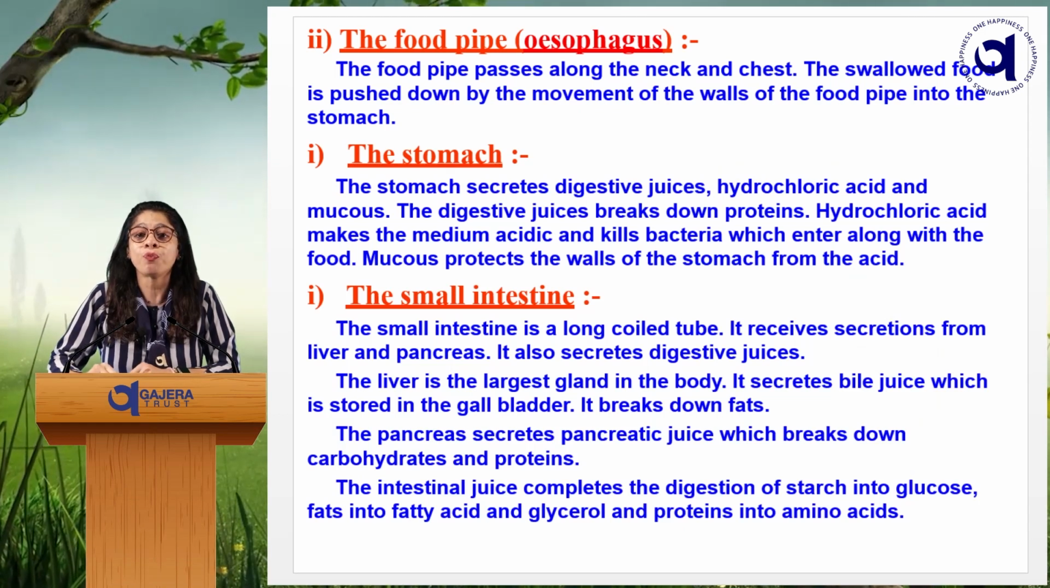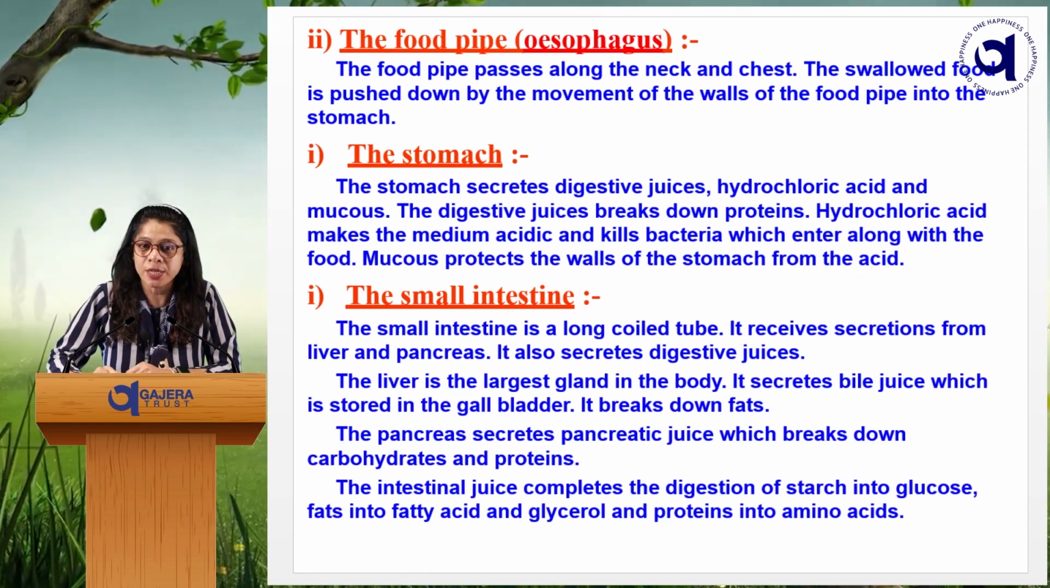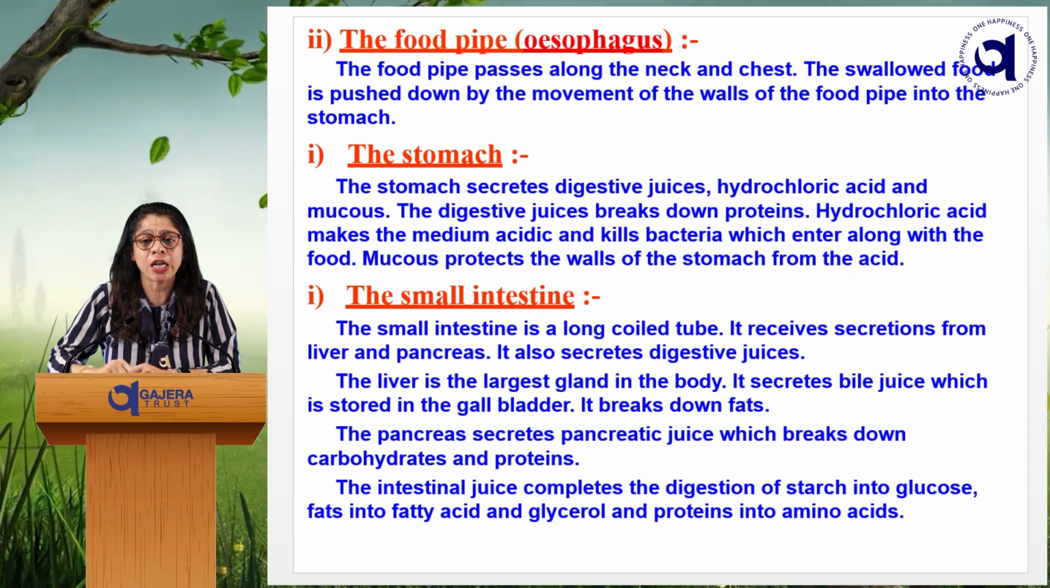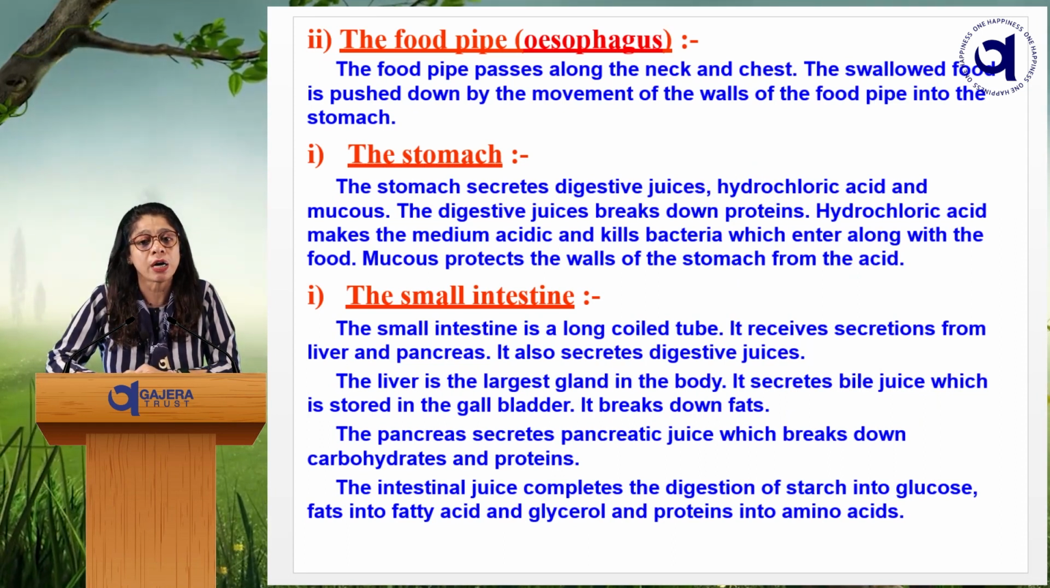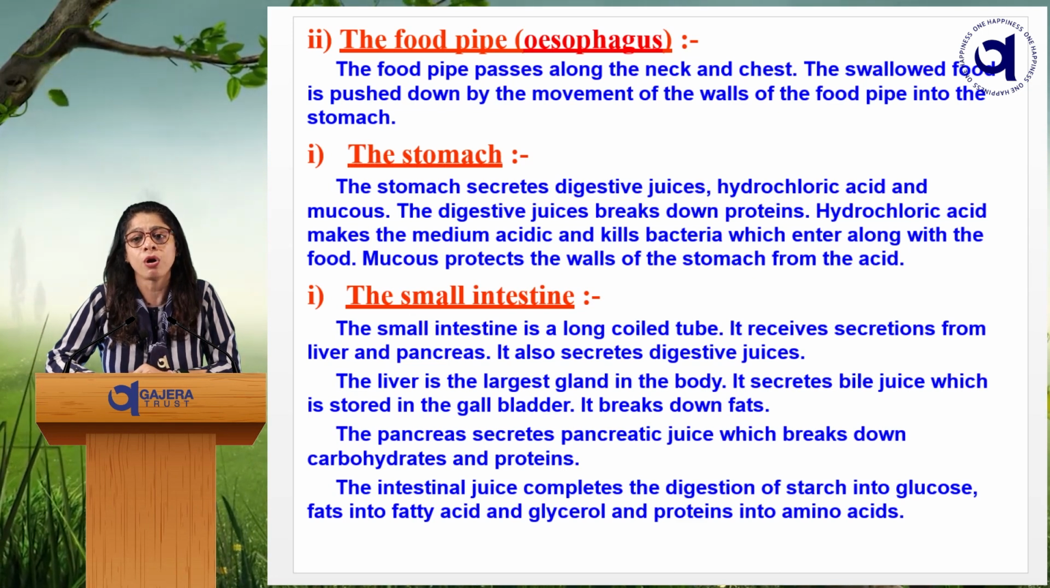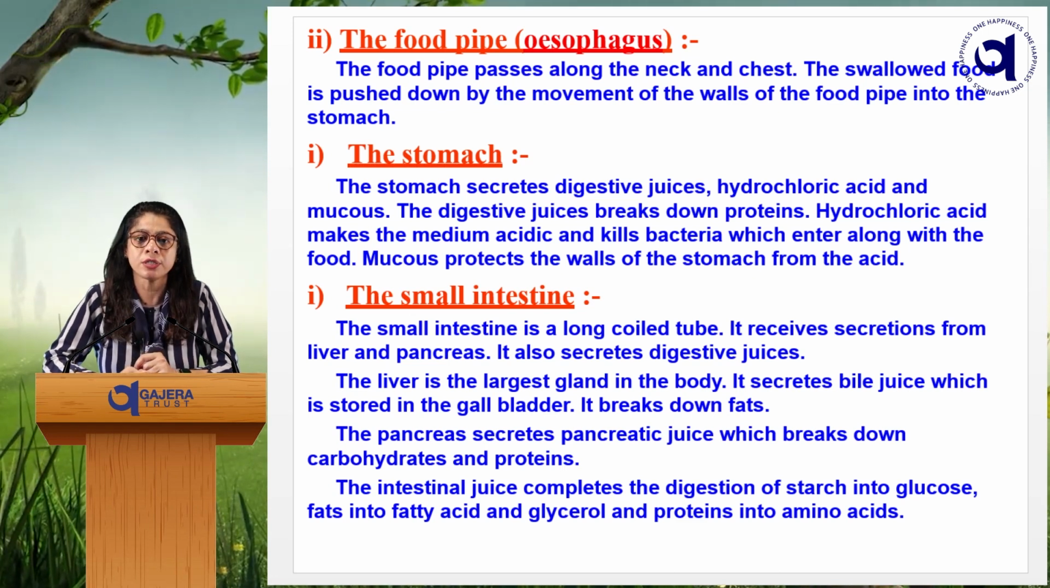Now the food pipe, esophagus. The food pipe passes along the neck and the chest. The swallowed food is pushed down by the movement of the walls of the food pipe into the stomach.